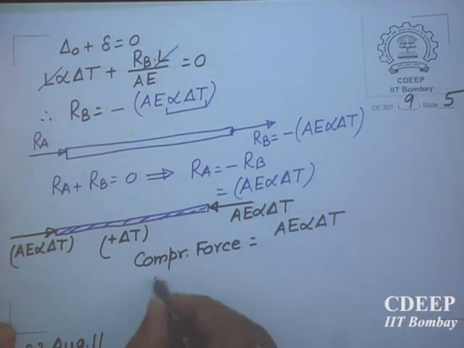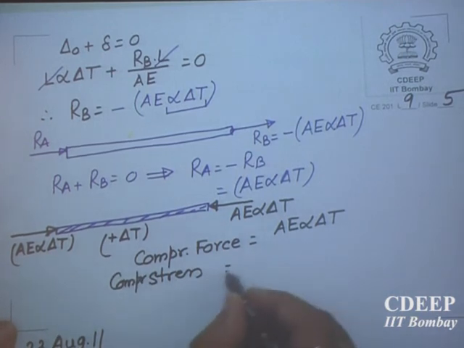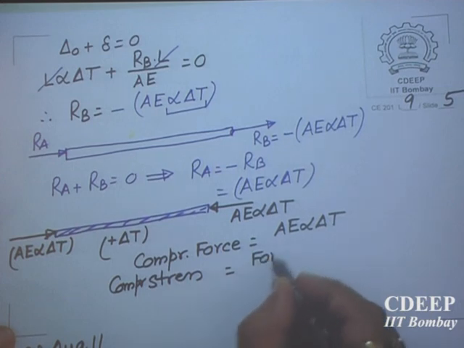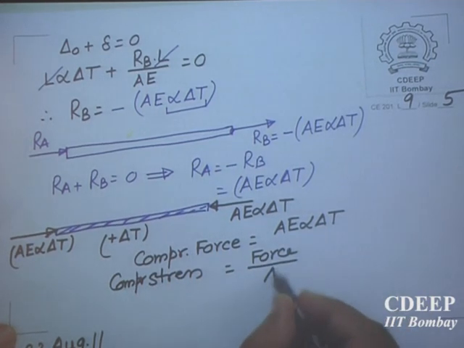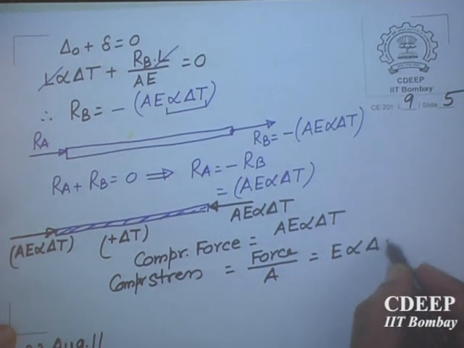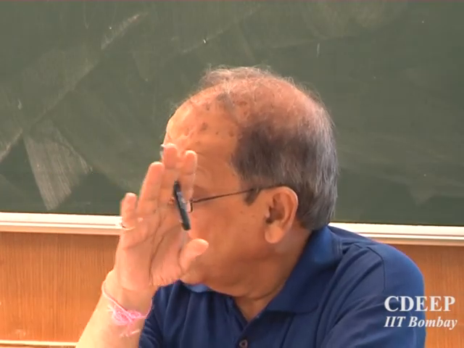What is stress? Compressive stress. What is compressive stress? This divided by A. Force divided by area of cross section. So it is E alpha into delta T. Okay, thank you.